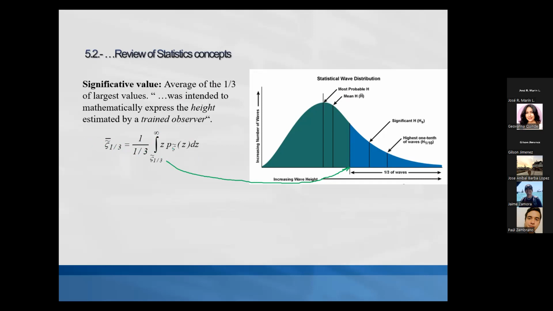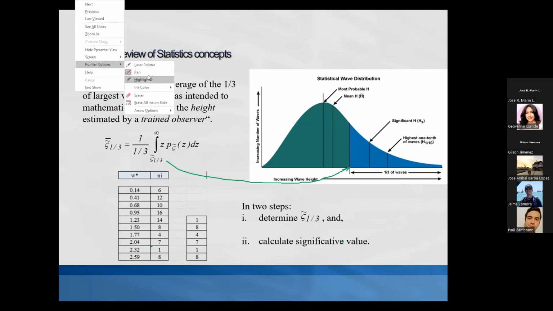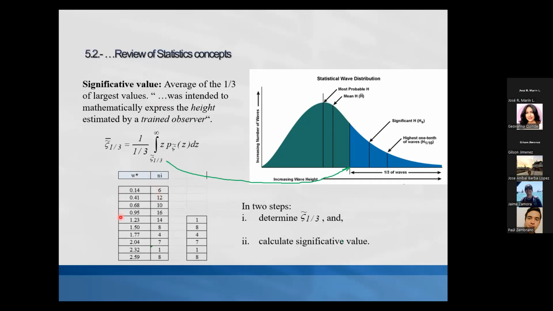Okay, so remember, we go in 2 steps. First, we determine how many we need to consider. And then we calculate the average. For example, in the previous example, we have this histogram for the maxima, for the local maxima. This is the histogram that we had.